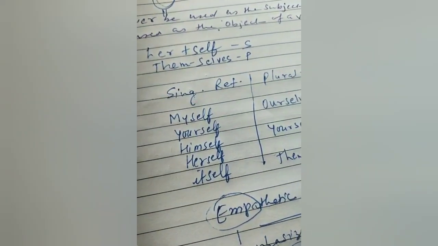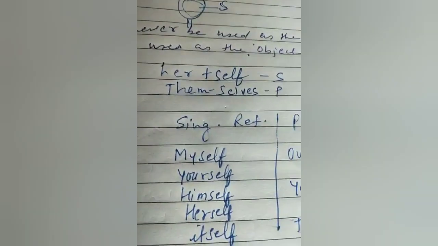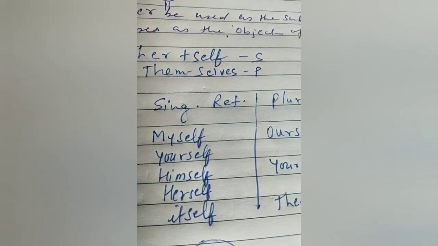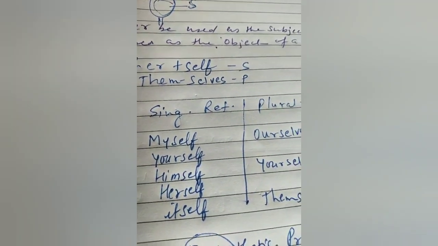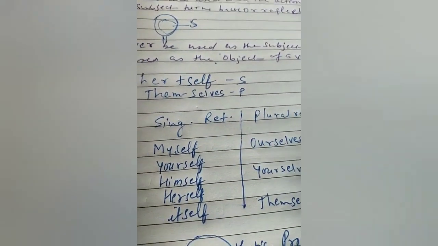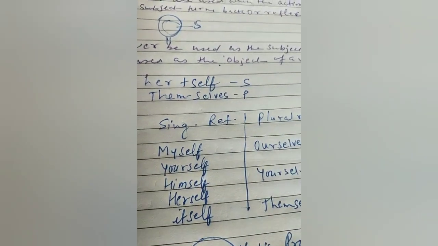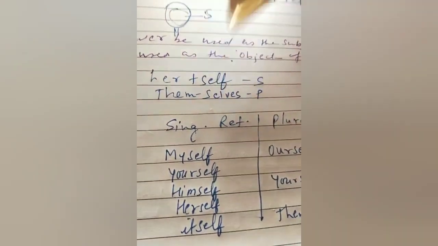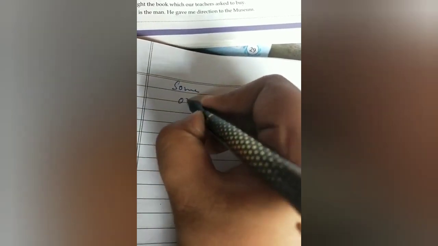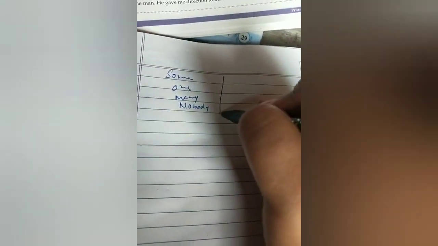Now let's see the next pronoun, that is the indefinite pronoun. An indefinite pronoun refers to persons or things in general, and they do not point to a definite person or thing. So we use pronoun words like some, one, many, nobody, anybody, anything.